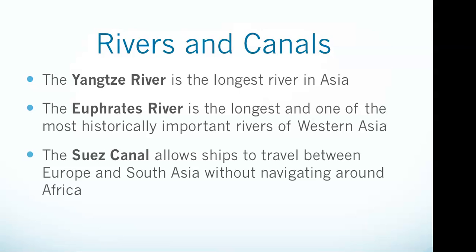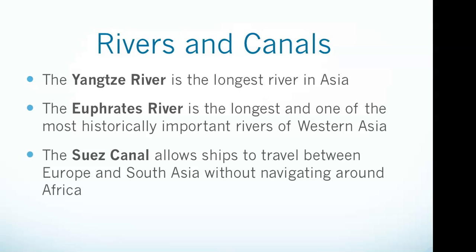Okay, what do we need to know about rivers and canals? So we'll have 2 rivers here that we'll focus on, the Yangtze River and the Euphrates River, followed by the Suez Canal. The Yangtze River is the longest river in Asia and the 3rd longest in the world. The river is the longest in the world to flow entirely within one country. It drains 1/5 of the land area of the People's Republic of China. The Three Gorges Dam on the Yangtze River is the largest hydroelectric power station in the world.